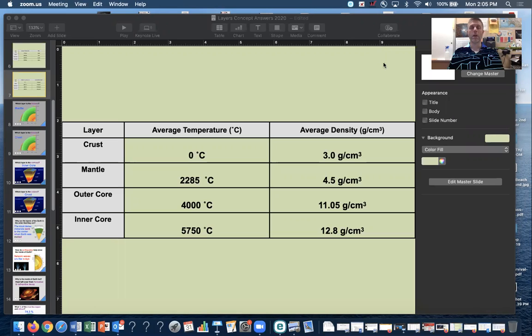Okay. All right. So today we are going to go over the Earth Layers Research Part 3.